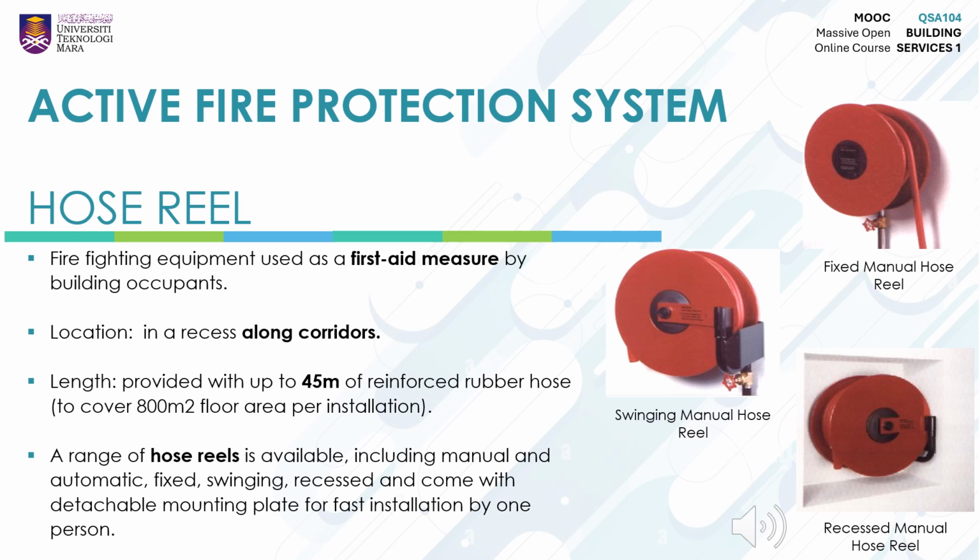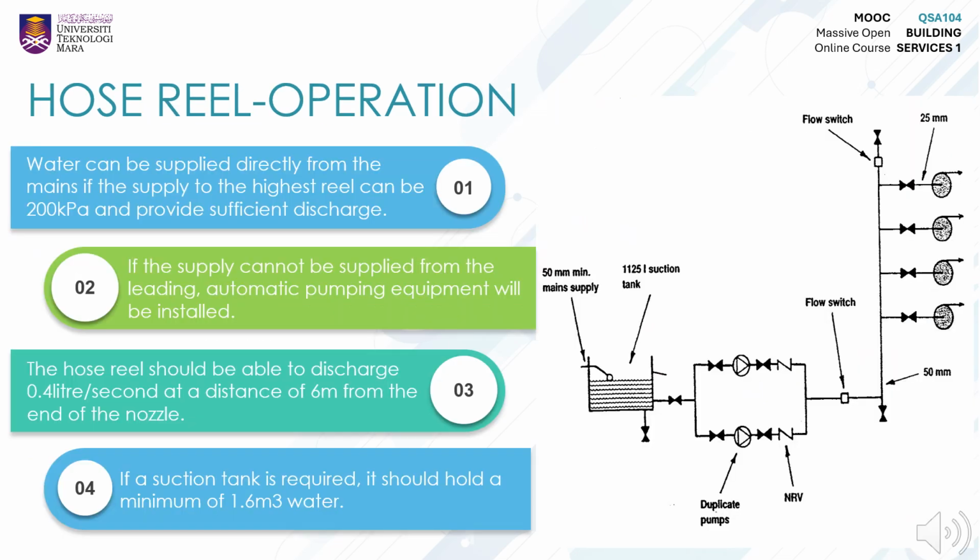Hose reel is firefighting equipment used as a first aid measure by building occupants. It is usually located in a recess along corridors. The length of the hose reel is provided with up to 45 meters. There is a range of hose reels available, such as fixed, swinging, and recessed manual hose reel. This slide shows the operation of hose reel.